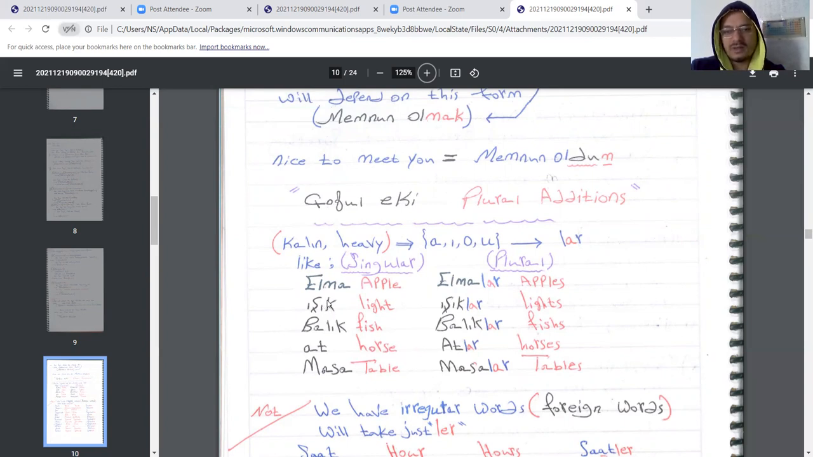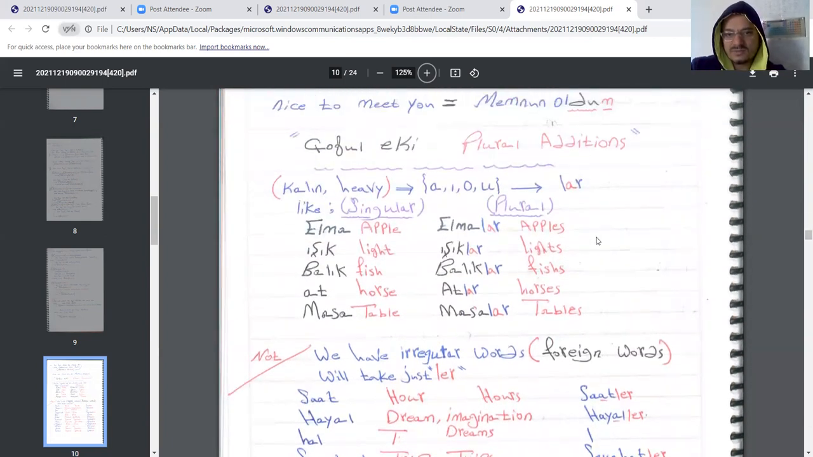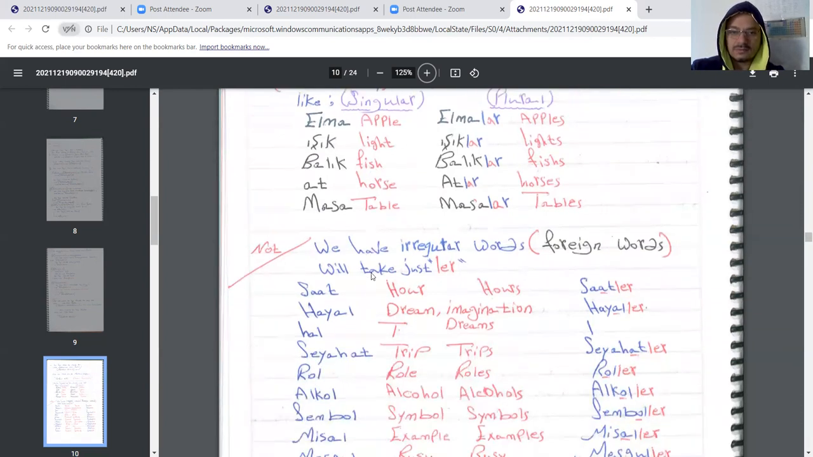I'm following the vowel letter. Here we have heavy vowel letters, because of that I put lar. And in the same situation, when I'm dealing with another ince harf, a light vowel letter, I will put ler.